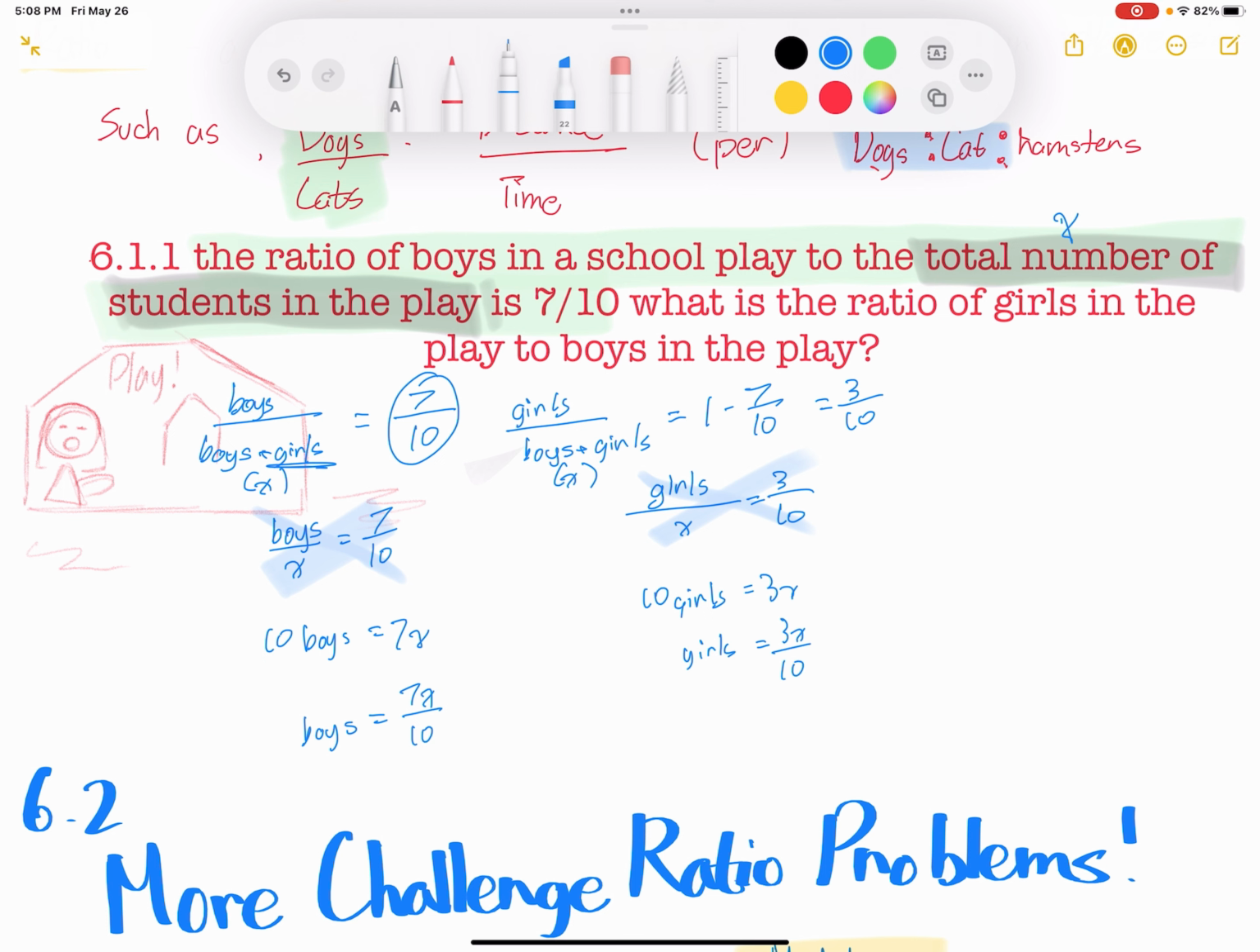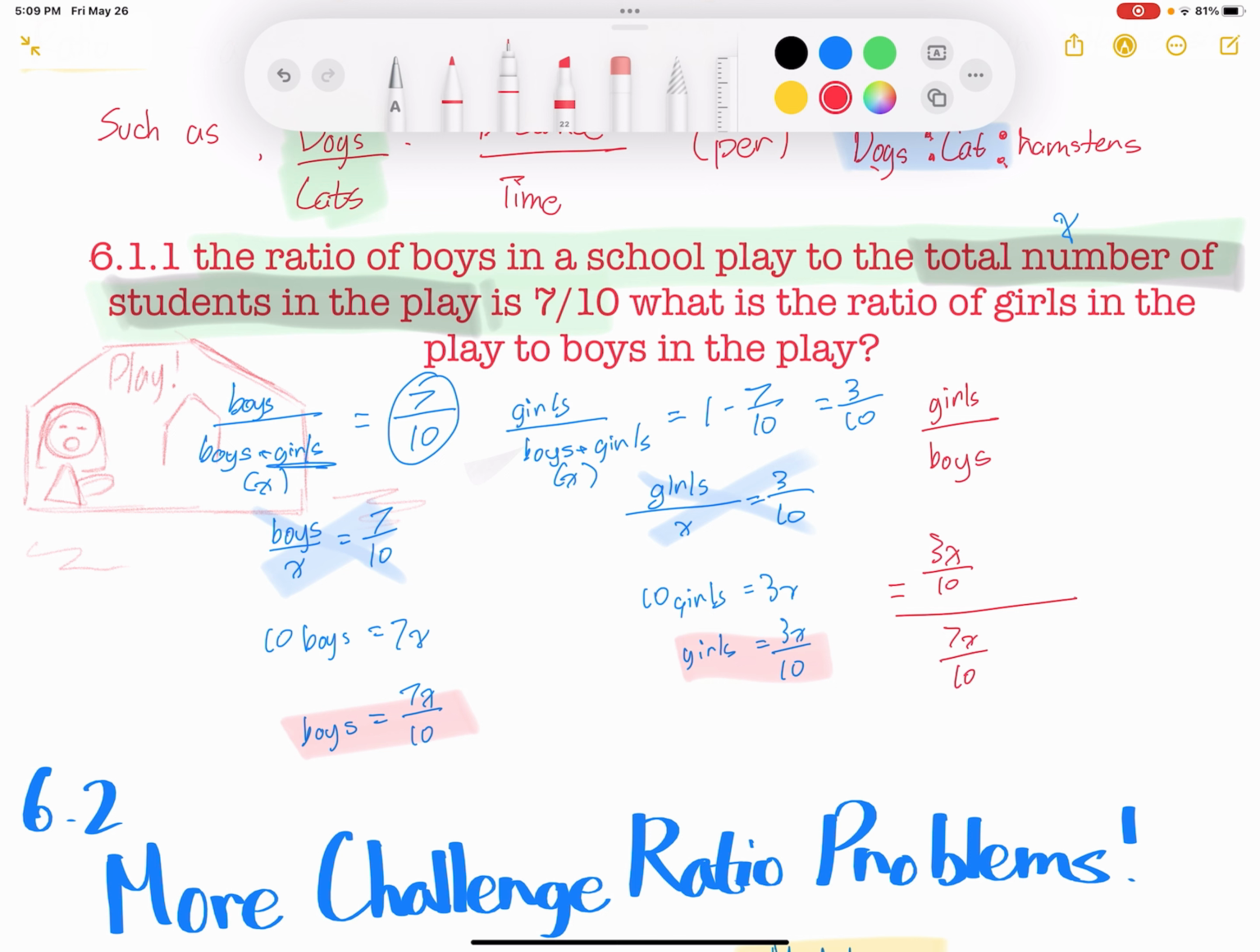Now the last step. We shall be combining. So we got two answers: boys equals 7x divided by 10 and girls equals 3x divided by 10. Now we'll be writing it together. So what is the ratio of girls to boys? We put down girls to boys. Plugging in the numbers we have with the variable, it is first girls, 3x divided by 10, to boys, 7x divided by 10.